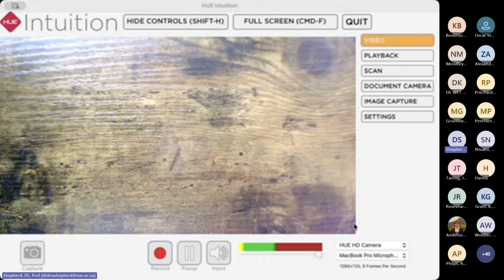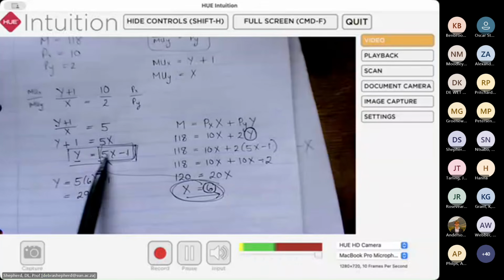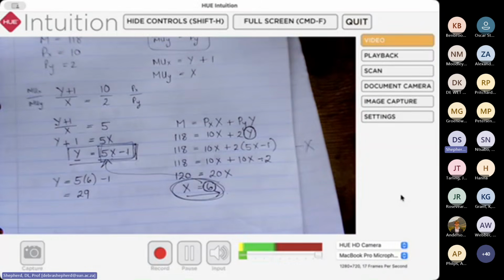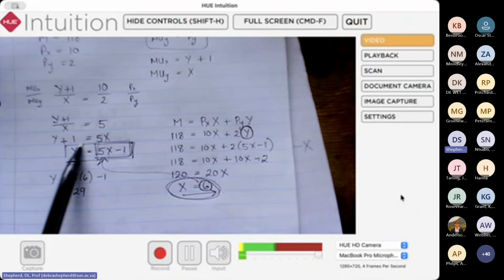Do you mean why did I choose Y as the subject here, or just in general? The reason I chose Y to be the subject here is because if I'd made X the subject, I would have had Y over 5 plus a fifth. It's just more awkward to work with fractions. I find it a lot easier to work with whole numbers than with fractions. So that's the reason I chose Y to be the subject there. No other reason than what would be algebraically easier.